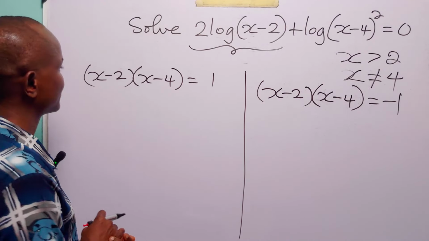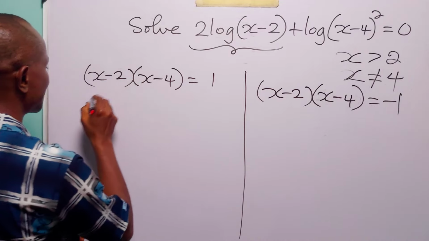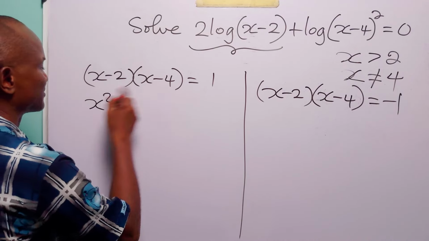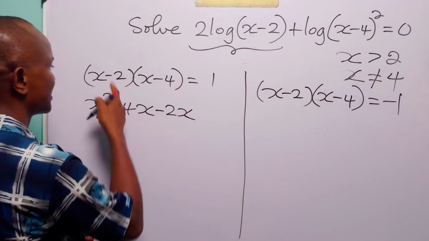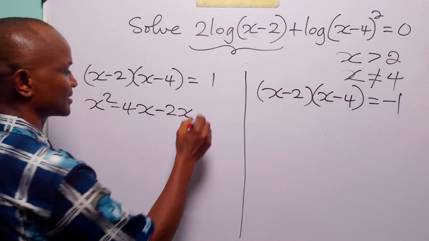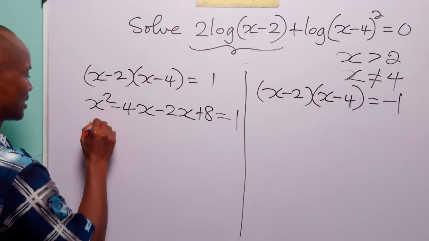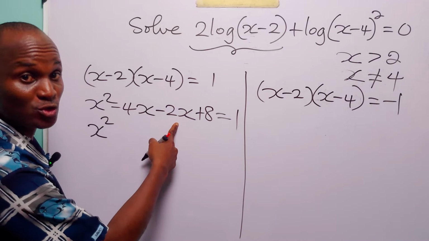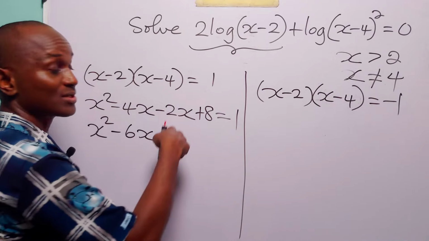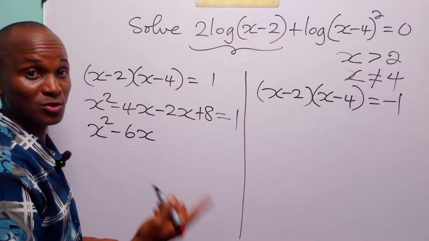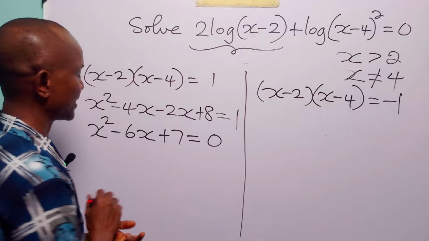Now let us look at this case. To solve this equation, we are going to start by multiplying these two brackets. x times x is x squared. x times minus 4 is minus 4x. Minus 2 times x is minus 2x. Minus 2 times minus 4 is plus 8. And this is equal to 1. x squared minus 4x minus 2x is equal to minus 6x. Now, let us bring this 1 over to the left-hand side. When we do that, it becomes minus 1. 8 minus 1 is equal to plus 7, and we are left with 0 on the right-hand side.